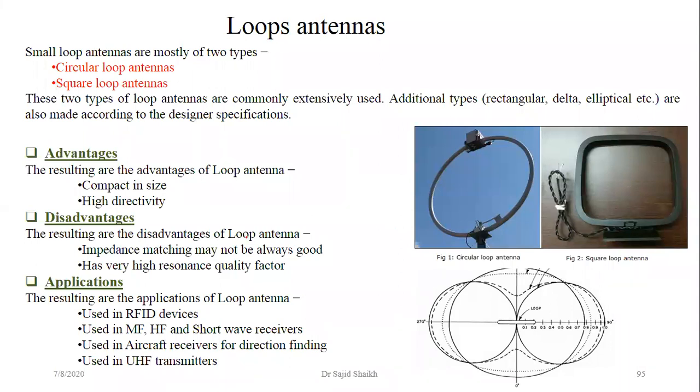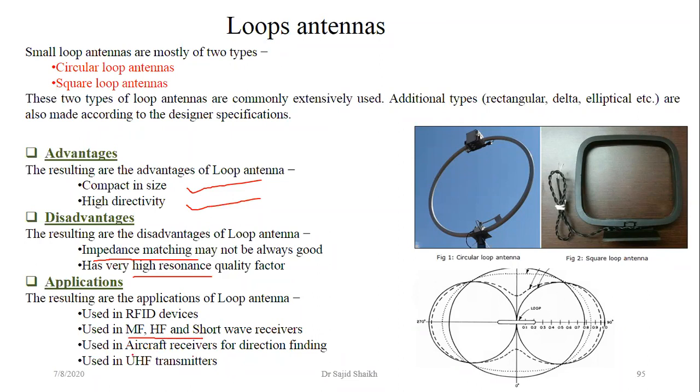So when we are talking about the advantages, it definitely has a compact size, and high directivity is there. Okay. When we are talking about the disadvantages, then impedance matching is a problem, and it has very high resonance. What is impedance matching? We know that, and what is resonance? We already discussed. Okay. When we are talking about the applications, these antennas are useful for medium frequency as well as high frequency radiation.